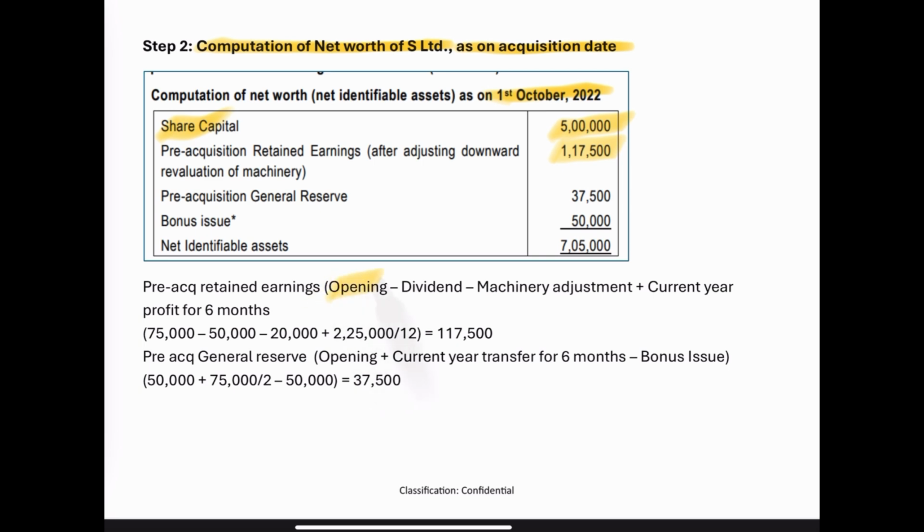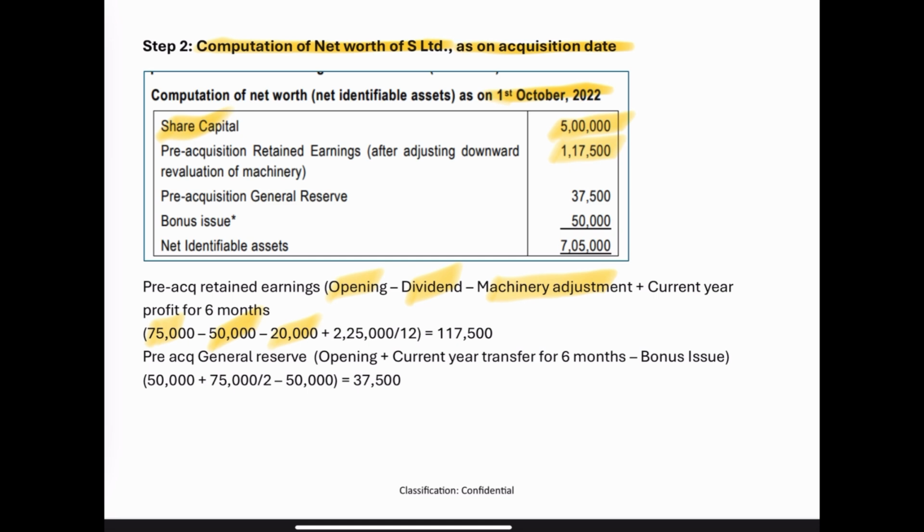So you have the opening retained earnings, that is given as 75,000, and from opening retained earnings it is given that a dividend has been declared. So dividend value is 50,000, that is on 5 lakh rupees 10%, 50,000, right? So from 75,000 you have to reduce 50,000, so remaining opening retained earnings is only 25,000. And it has also been given that as of 1st October 2022 the machinery have been overvalued by 20,000. So we'll have to eliminate the overvaluation that's already included in the reserve, that needs to be eliminated, 20,000.